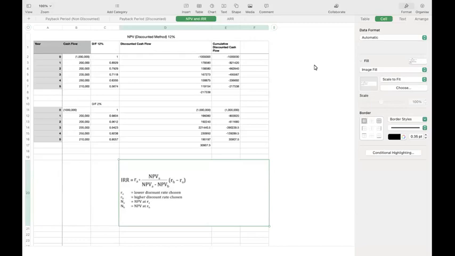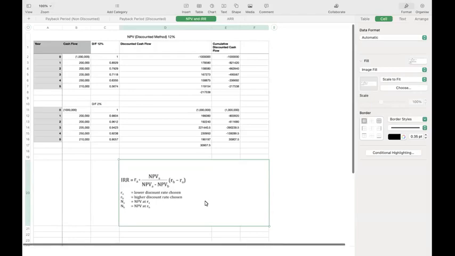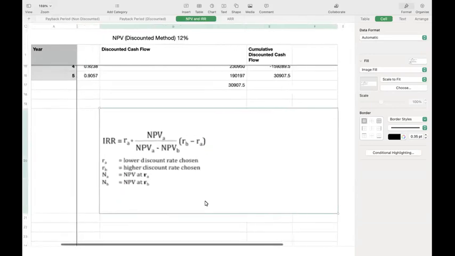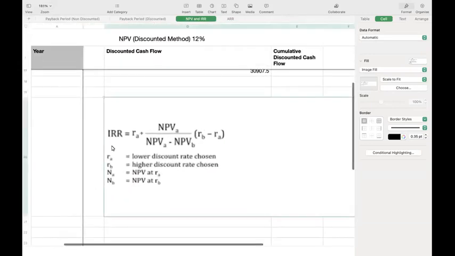The final investment appraisal technique that we shall be discussing is the IRR. This is one of the easiest calculations to do because we shall be using the calculations that we've already done to calculate the IRR. As you can see, the IRR formula is added to the screen. IRR equals RA plus NPVA divided by NPVA minus NPVB, within brackets RB minus RA.